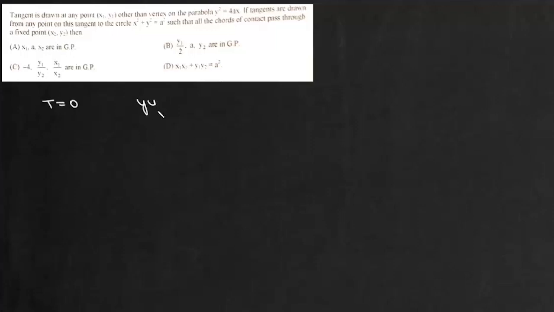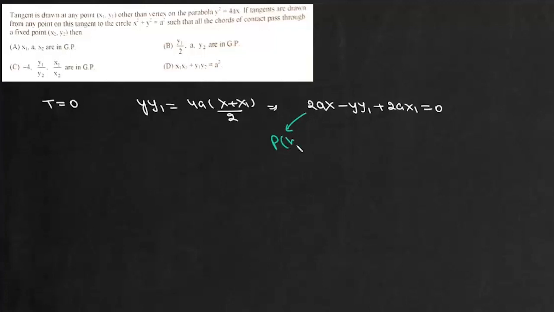So equation of this tangent will be given by y1 y equals 4a times (x plus x1) by 2. So it will be 2ax minus y1 y plus 2ax1 equals 0. Now suppose a point on this tangent is this point P, which is h comma k, so we'll get 2ah minus y1 k plus 2ax1 equals 0, and that's our first equation.